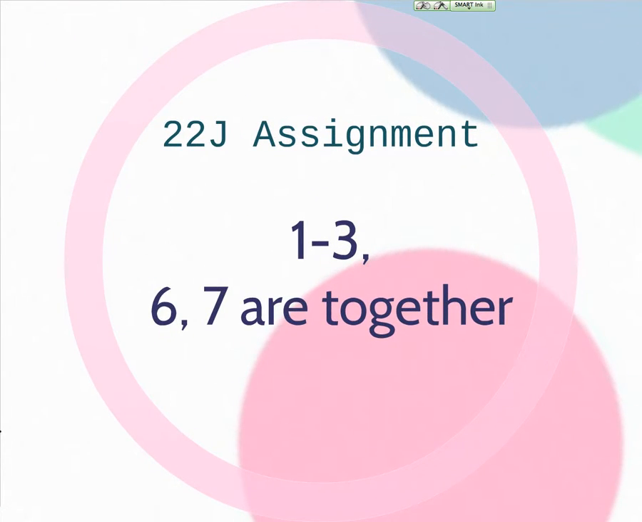So here's how we're going to celebrate. We just have to do 1 through 3. We're not doing that. That's done. We are really done.